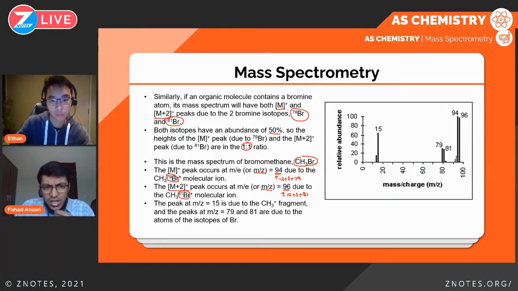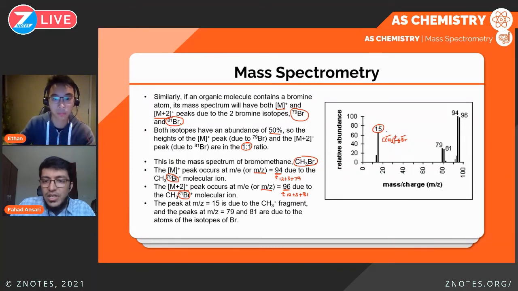Here we have other fragments as well. For example, we have 15. This is, again, because of the CH3. The carbon-bromine single bond is going to break at this part, and the CH3 gets a positive charge. So this gives you this particular fragment and a peak at a mass-to-charge ratio, m/z, value of 15.